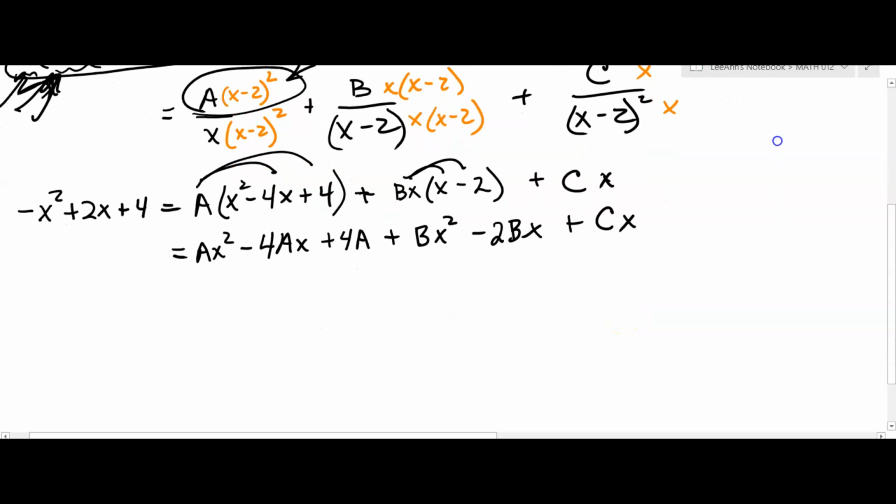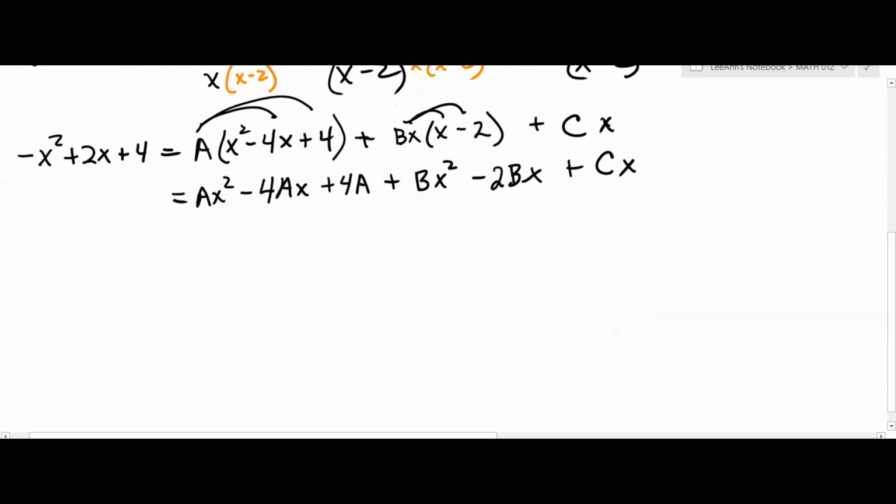Okay, now here's where the fun comes in. So it's like a matching game. You have a negative x squared, right? So that negative x squared has to equal anybody that's an x squared term. So Ax squared plus Bx squared. Now you don't really need the x squareds. You're going to say negative 1 equals A plus B. Okay? So that term that I underlined in green and the other term I underlined in green, those have to add up to be negative 1 x squared.